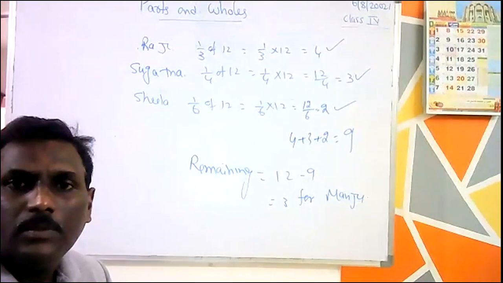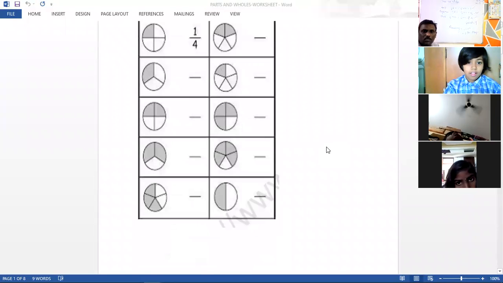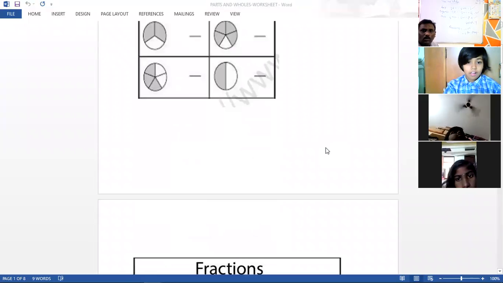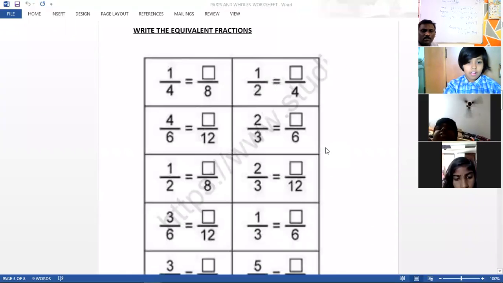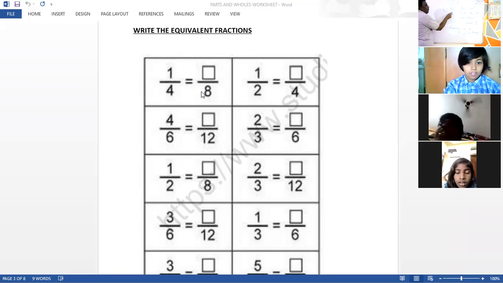I am going to send this PDF. You have to color the fractions. Equal fractions, we did this in the 4th class. Denominator 4 is there, denominator 8 is there. 1 by 4 equals dash by 8. 4 multiplied by 2, 8 is coming. So 1 multiplied by 2, that you have to get.